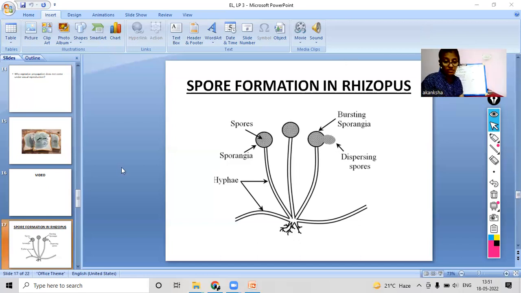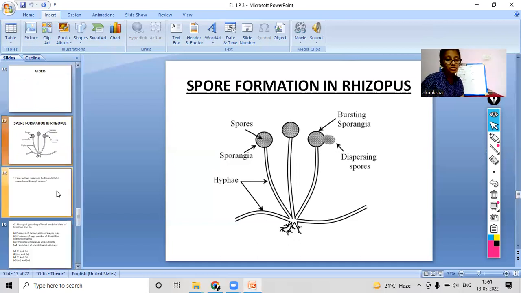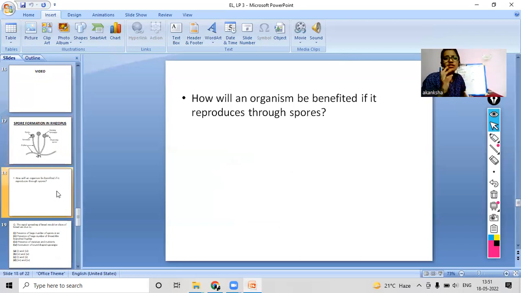So yes, we will move on ahead with this topic. If you have any doubt, please write your answers in the chat box. So now there is a curiosity question for you. Like, how will an organism be benefited if it is reproduced through spores? You have to find this answer from the internet, and then you can write the answer in chat box. Till then, we will move on ahead.